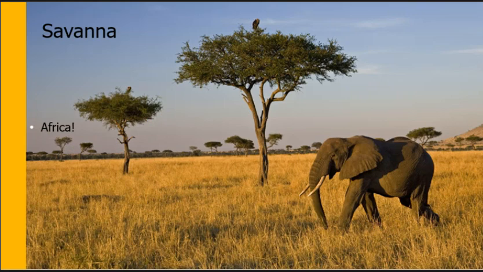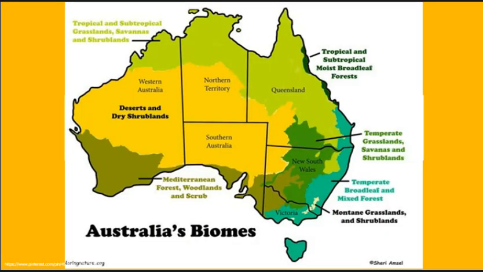The savanna, here's the African savanna. We can see scattered trees. The savanna has less rainfall than a forest area, but more rainfall than a desert area. So we have this kind of savanna found in Africa, and we have the Australia biomes that include the Australian savanna as well.